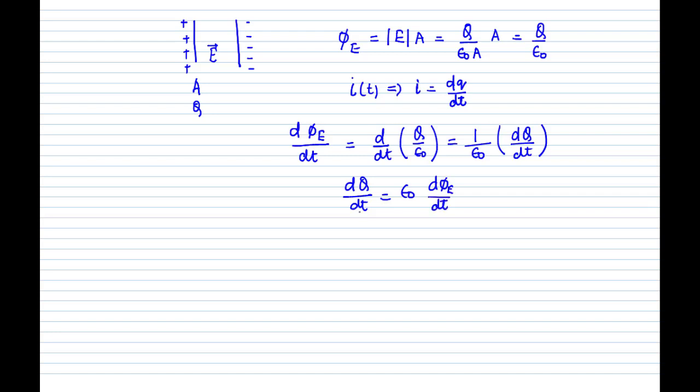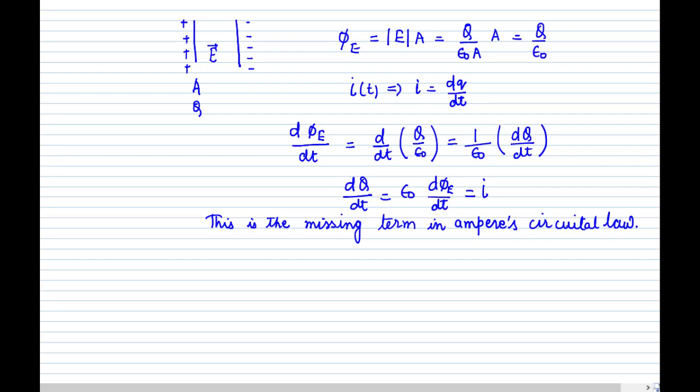And what is dq upon dt? dq upon dt should be the current. So this term epsilon naught d phi E upon dt also represents the current. So we can say that this is the missing term in the Ampere circuital law. So now we can add this term onto the Ampere circuital law.